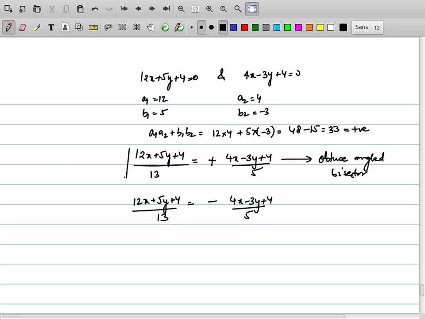So in this method you don't have to actually find out which bisector is what. We can straight away find the bisector that we want by using this method.